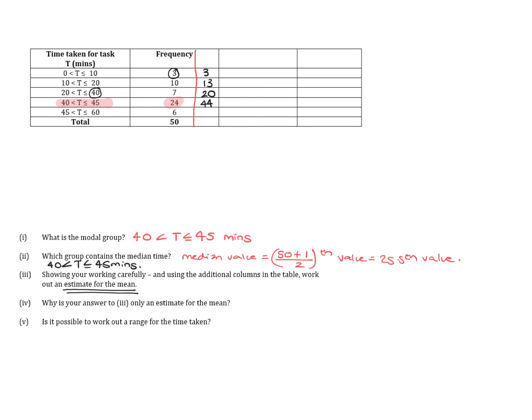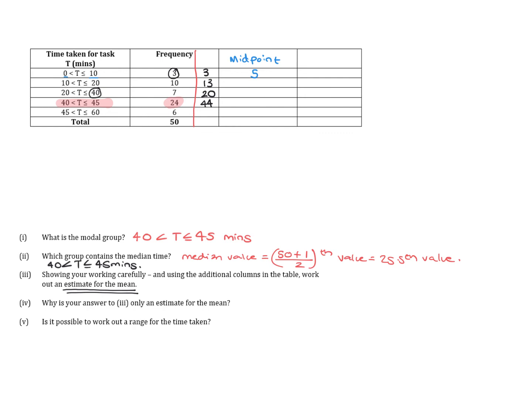So how do I choose one value to represent the whole group? I choose the midpoint of that group. So we're going to give this blank column a heading of midpoint. Now, what's the midpoint of 0 to 10? Well, what's halfway between 0 and 10? It's 5. So we're going to assume that all 3 people in that group took a time of 5 minutes.